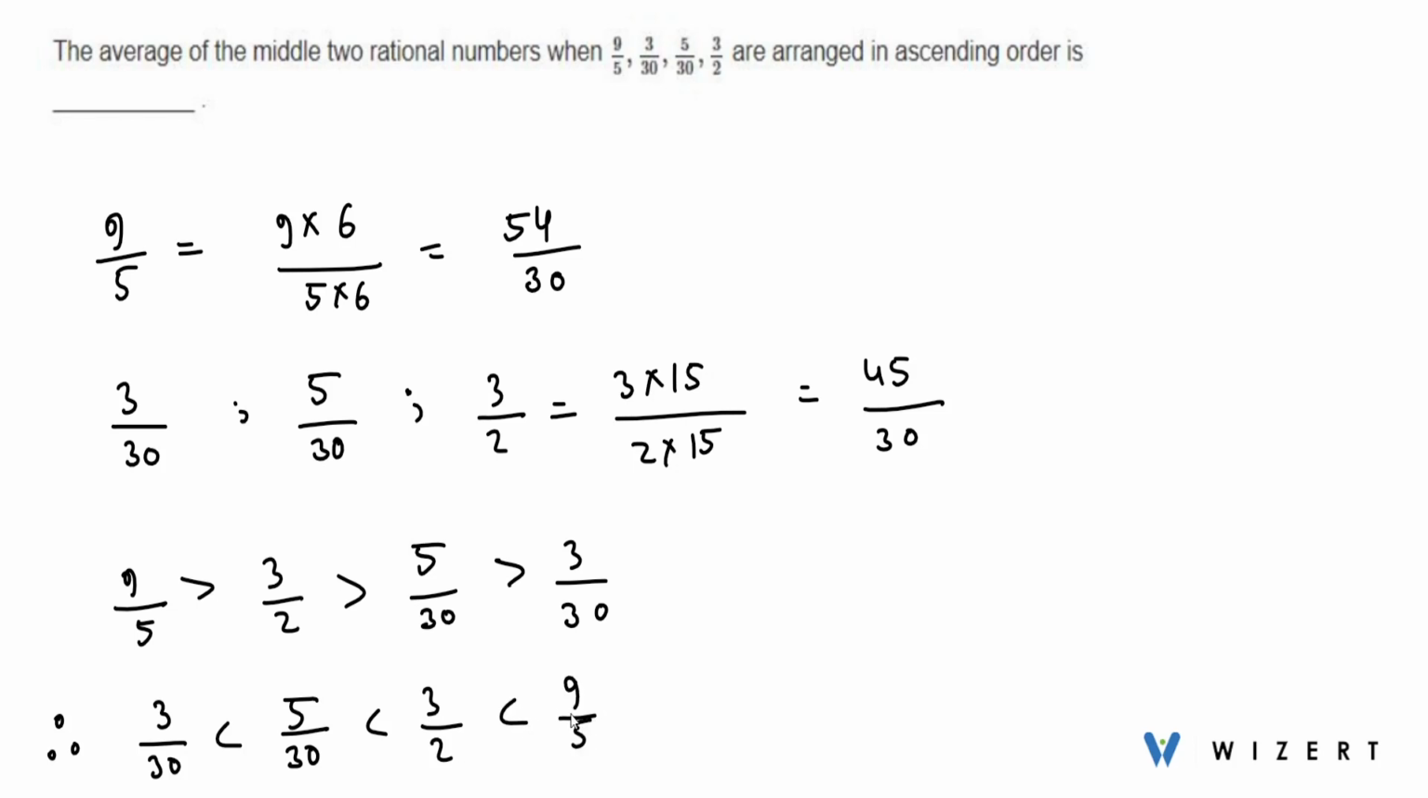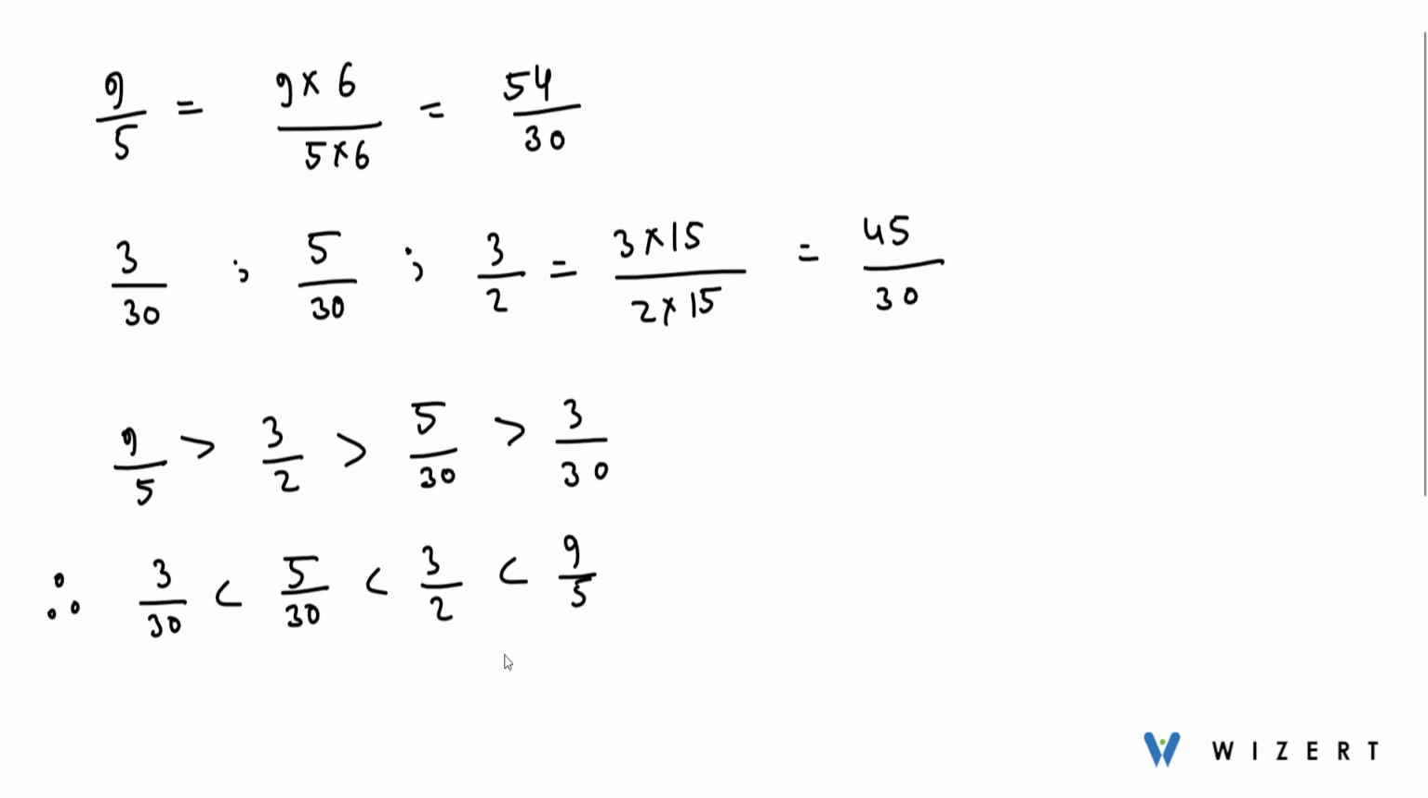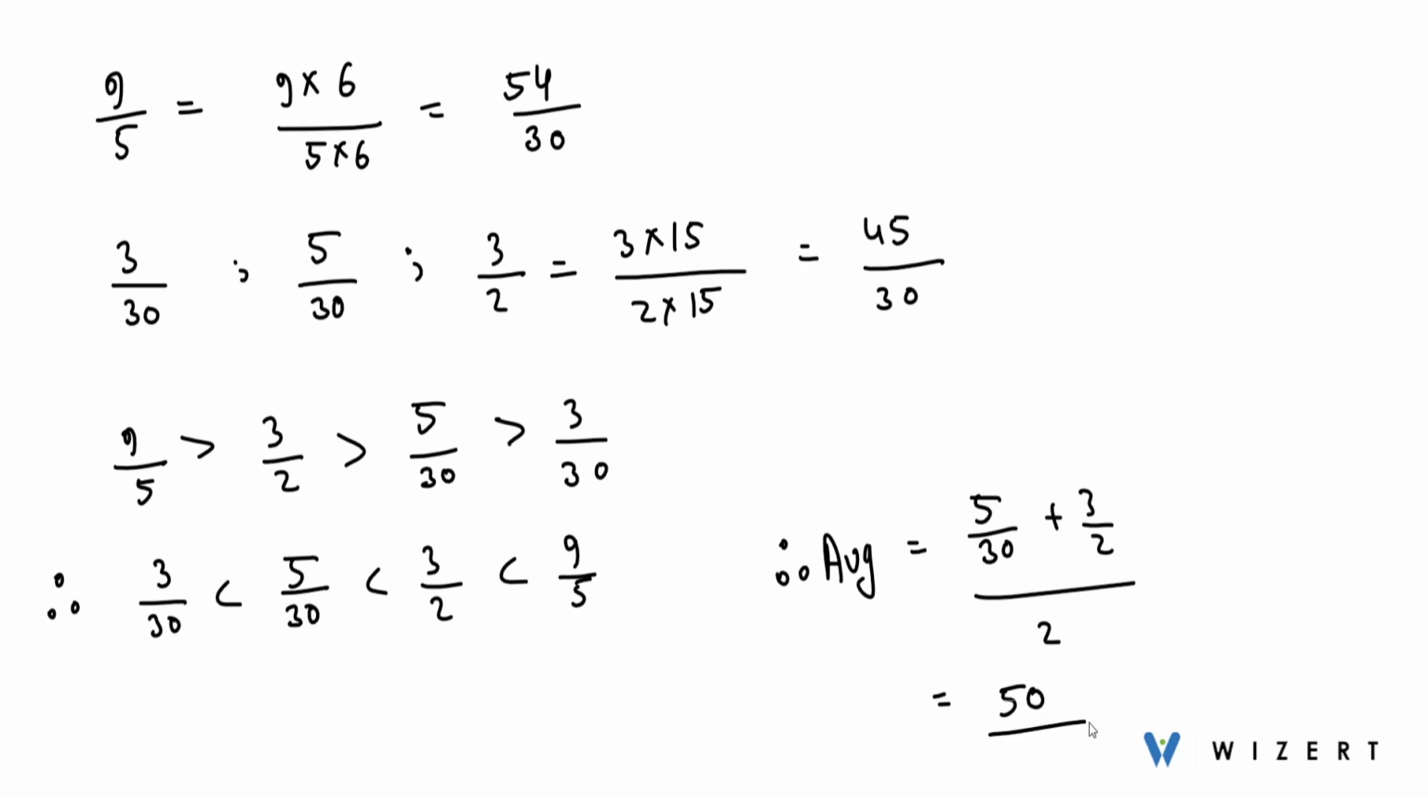Now we have to find the middle two elements. So the middle two elements are 5 upon 30 and 3 upon 2. Therefore the required average will be equal to 5 upon 30 plus 3 upon 2, whole divided by 2. So 3 upon 2 can be written as 45 upon 30. 45 plus 5 will give us 50. So we will have 50 upon 30 multiplied by 2.